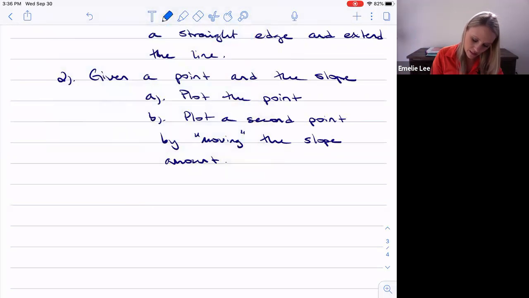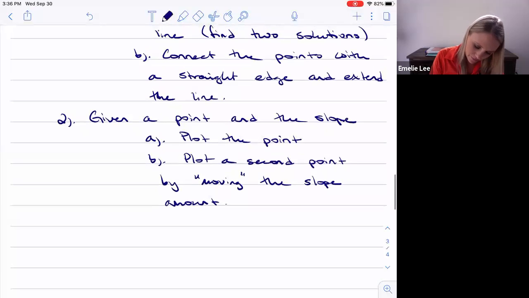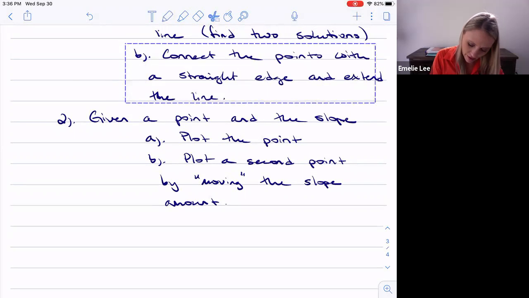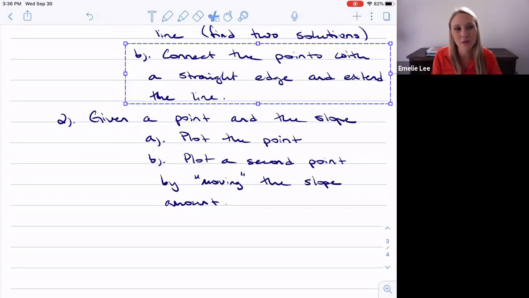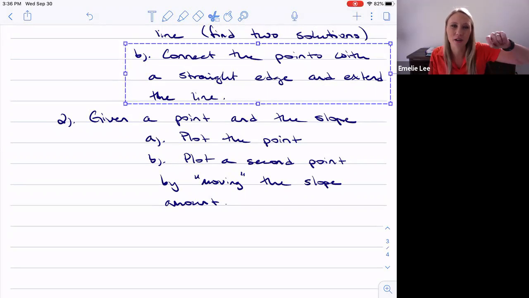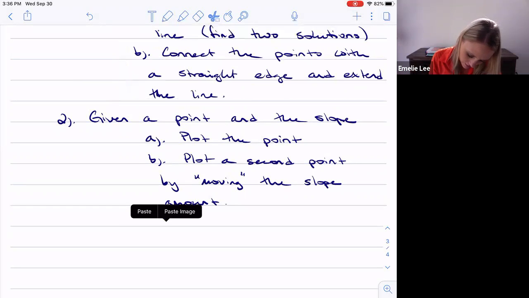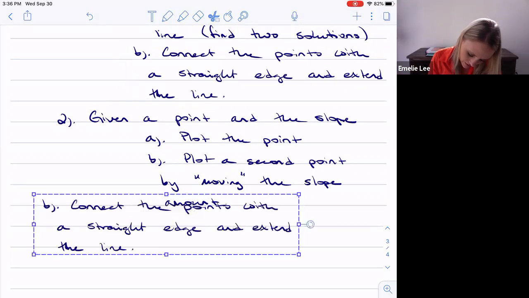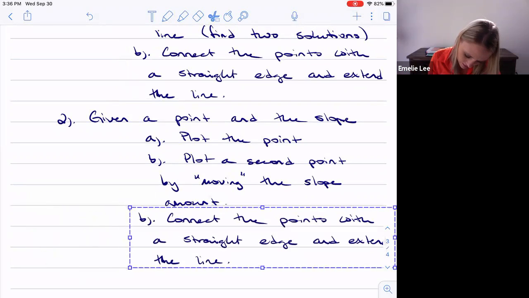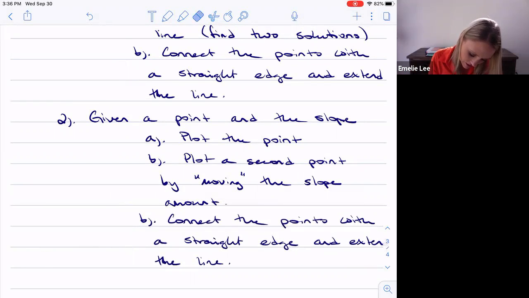So here are some things that... and then I guess we should finish this one. I'm gonna steal this. Then you have 2 points, right? The one you first had and the second point that you got while moving around the slope. And then of course you connect those 2 points with a straight edge and then you extend the line. So I'm just gonna copy this here, paste. Change it to C and be done with it.